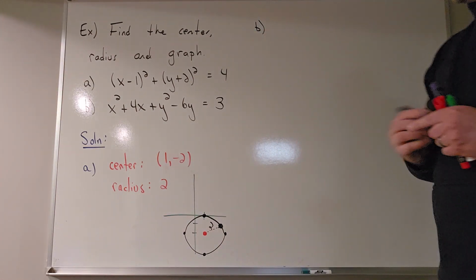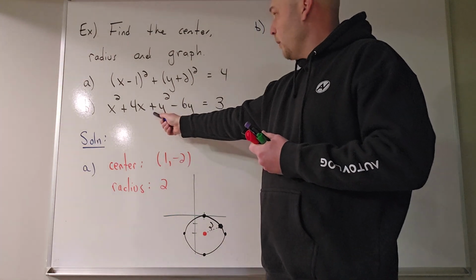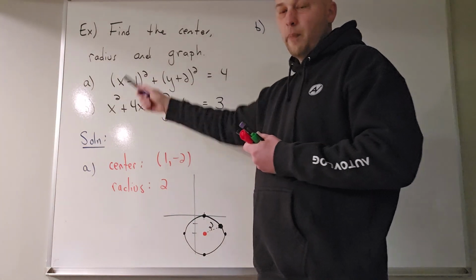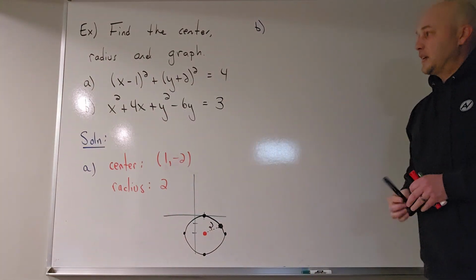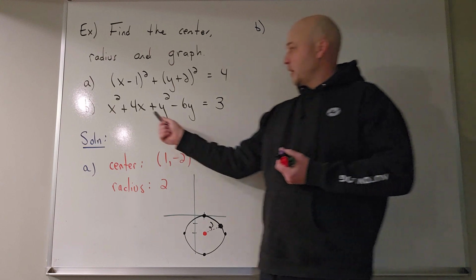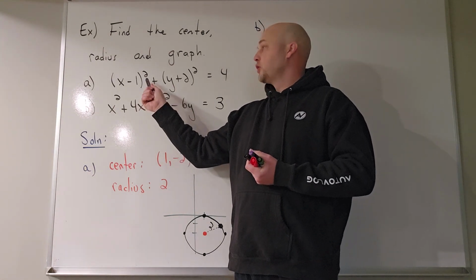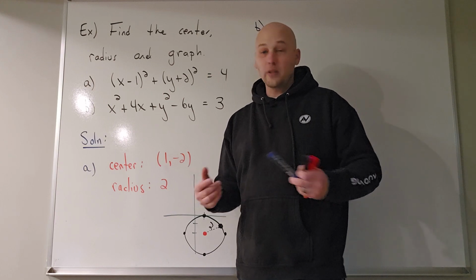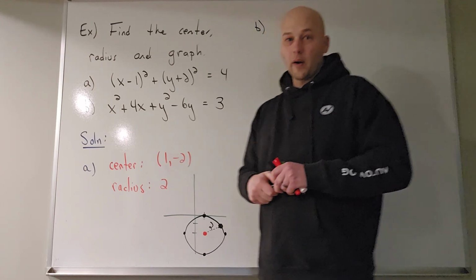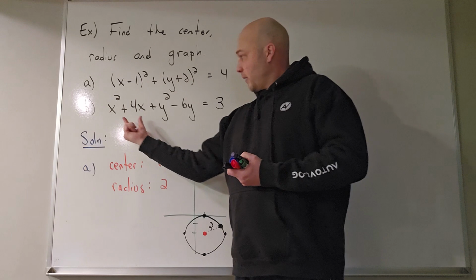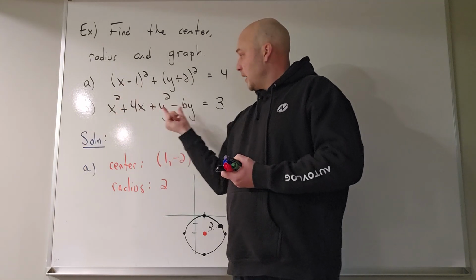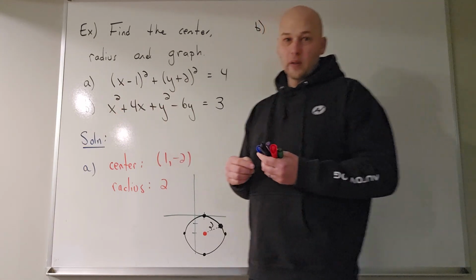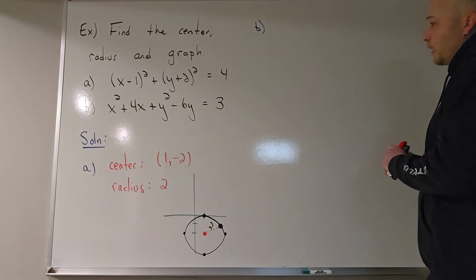Okay, and part B, again, this is the general form, and we have to convert it to standard form. So the technique for going from a general form to a standard form is the same thing as when we did quadratic functions. Means we have to complete the square. In this particular example, we have to complete the square on x and complete the square on y, so we have to do it twice. Okay, so here we go.